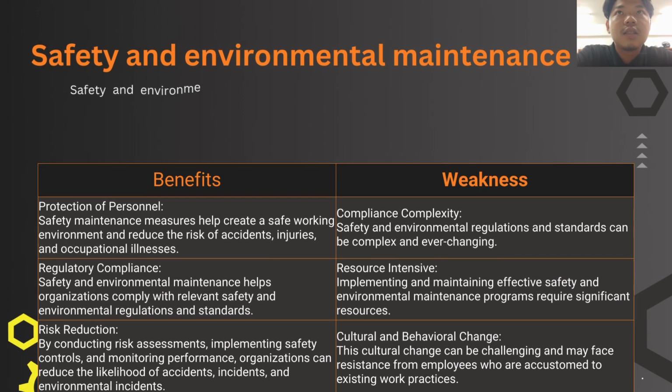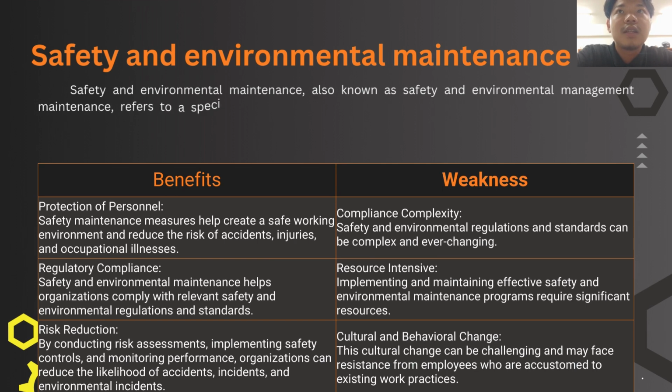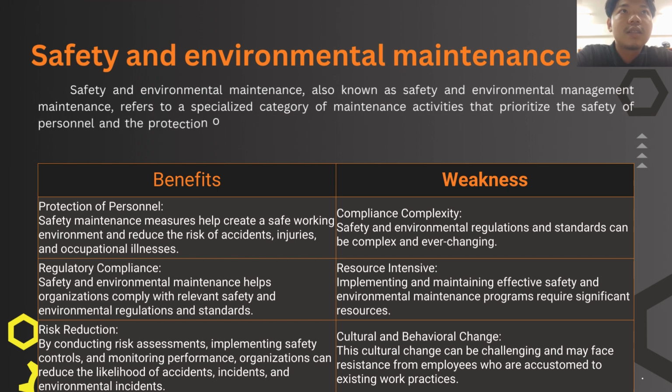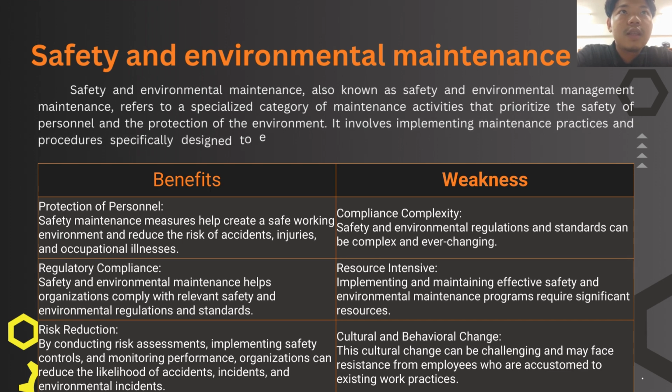And the last one is safety and environmental maintenance, also known as safety and environmental management maintenance, which refers to a specialized category of maintenance activities that prioritize the safety of personnel and the protection of the environment. It involves implementing maintenance practices and procedures specifically designed to ensure compliance with safety regulations and environmental standards.